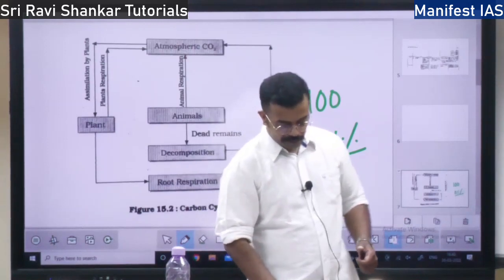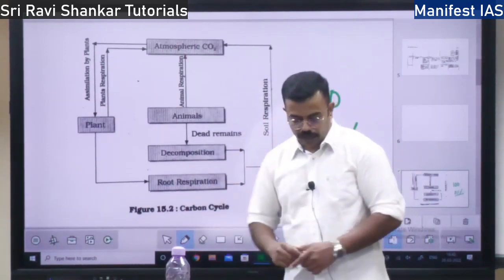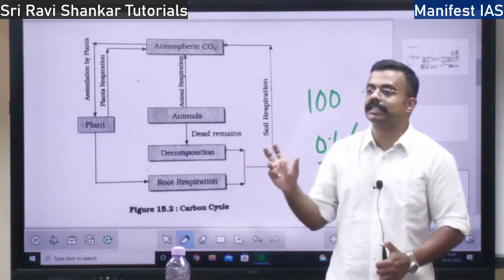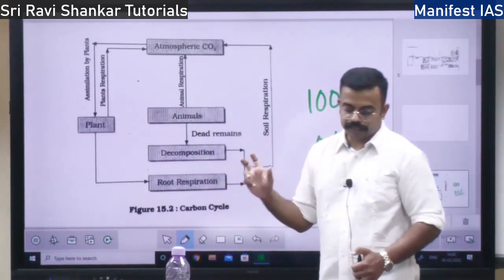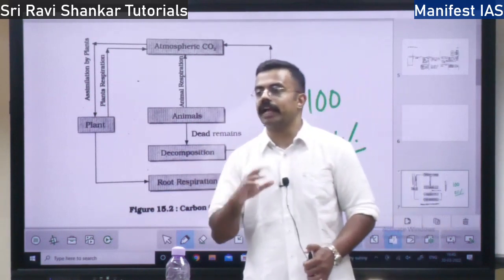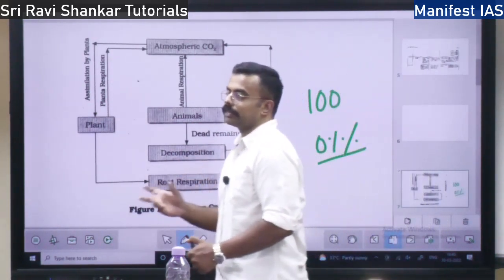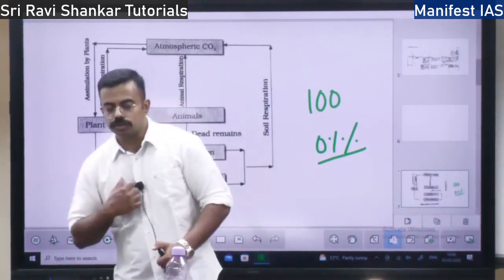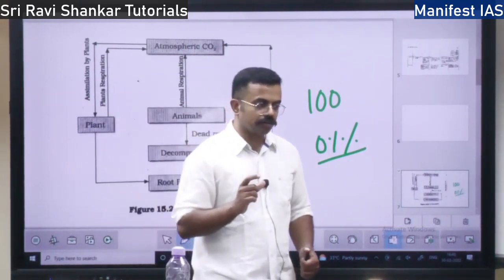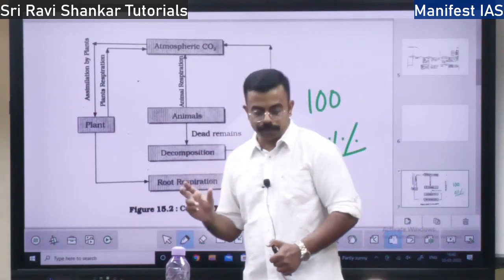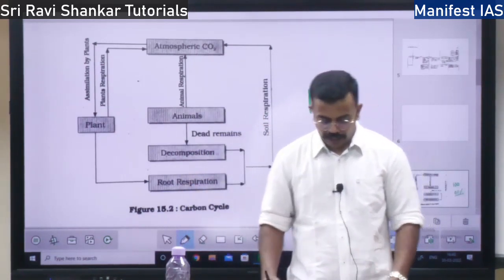Next you have the carbon cycle. I have discussed the carbon cycle, the carbon dioxide cycle also. Here carbon is the basic element of an organic compound. I already told you what an organic compound is. It is something related to life, right? It includes hydrogen and carbon. So carbon is the basic element of the organic compound.